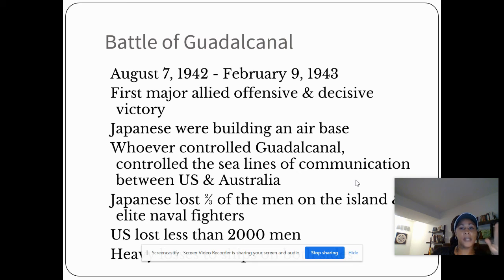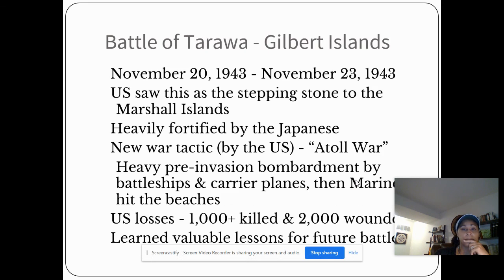Here's another battle here. You guys can read about this one. Japan was building an air base. Whoever controlled Guadalcanal controlled the sea lines of communication between the U.S. and Australia. So there were fears that after they had taken all the other islands, they would eventually get to Australia, and that's one of the reasons why even Australians will be fighting in this war too. They would be trying to push the Japanese back along with the U.S. Some other battles here. These are not the ones I focus on too much, but you can definitely read about that.